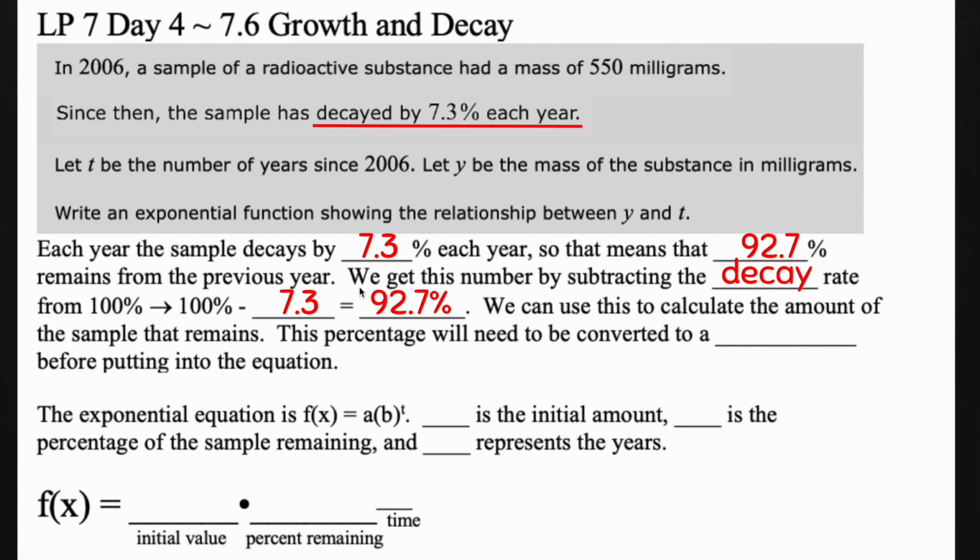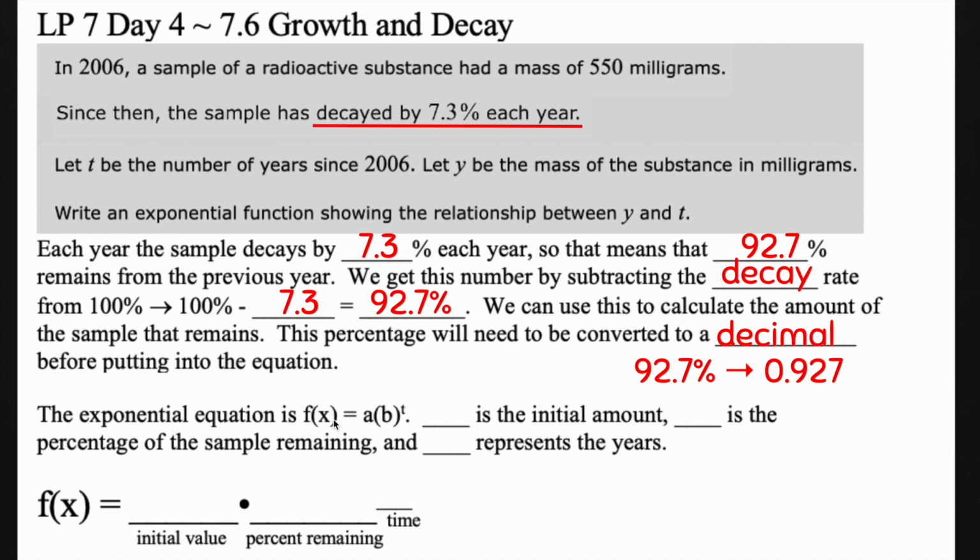You have to remember, we're not paying attention to 7.3, but the 92.7% is what is going to help us know what's left over. It's the percent remaining. So we can use this to calculate the amount of sample that remains. This percentage will need to be converted to a decimal form. Remember, don't type in percentages in your formulas because that will cause some multiplication errors.